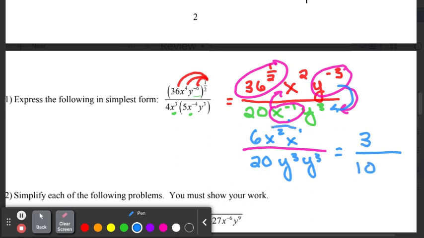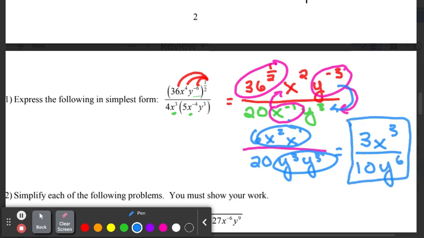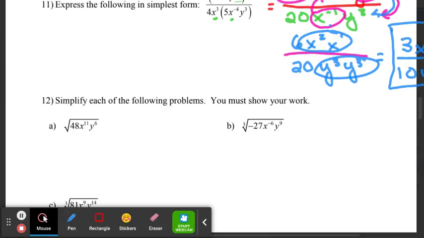And now our x's are on the same side of the fraction, which means you're multiplying common bases, which means you're adding your exponents, x to the 3, and then y to the 3 times y to the 3, add those exponents up, and it's y to the 6. That's it. You can't do anything else because there's an x on the top and a y on the bottom. Good.